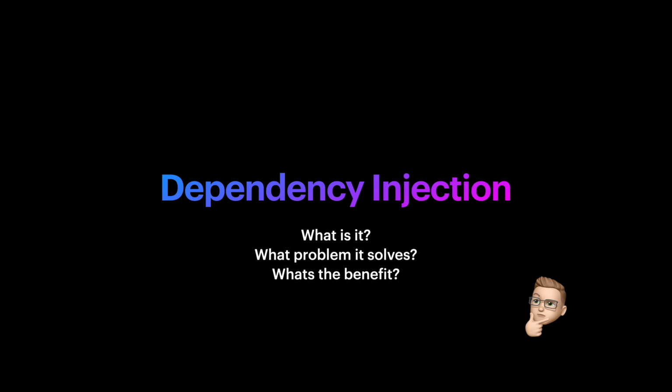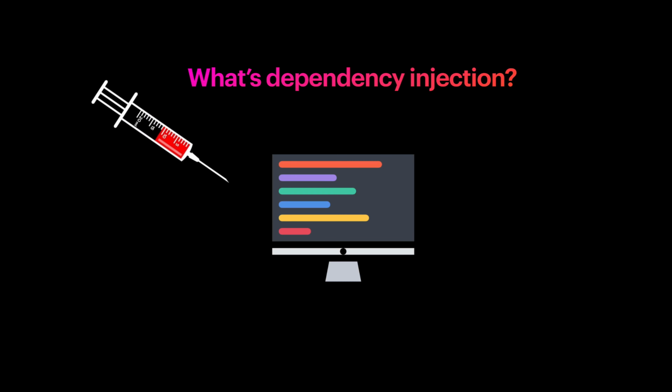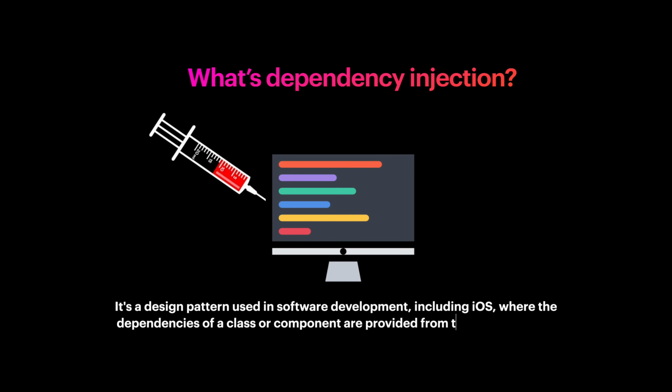So, what's dependency injection? Dependency injection is a design pattern used in software development, including iOS, where the dependencies of a class or component are provided from the outside rather than being created within the class itself. This allows for more flexibility, testability, and easier maintenance of the code. Instead of hard coding dependencies, you inject them into a class, making it more modular and decoupled from the concrete implementation. I know it sounds complicated, but really it isn't.